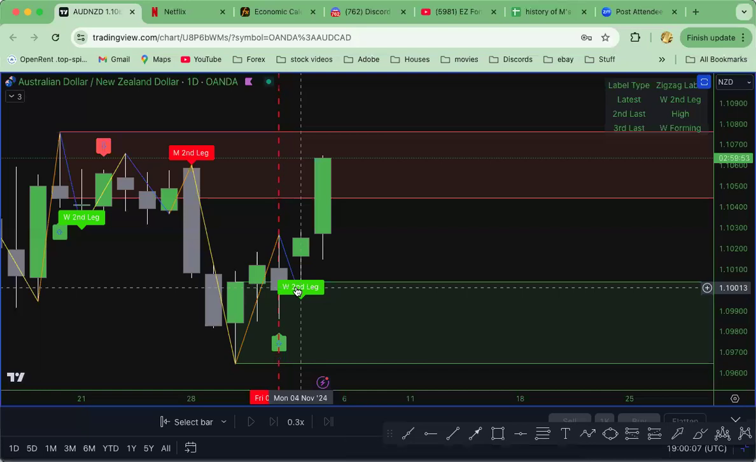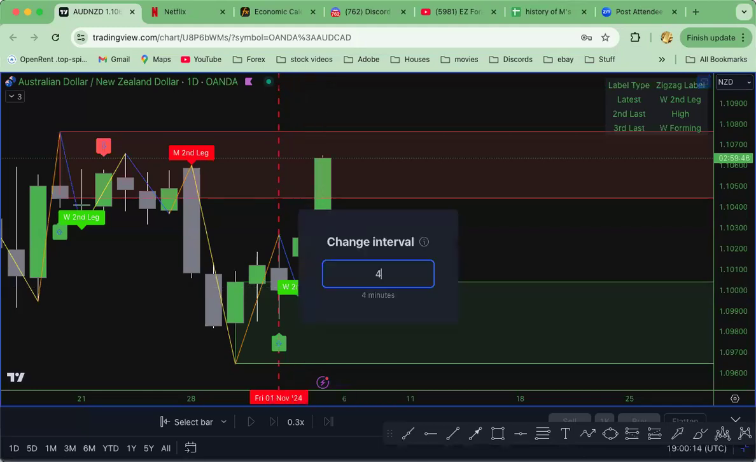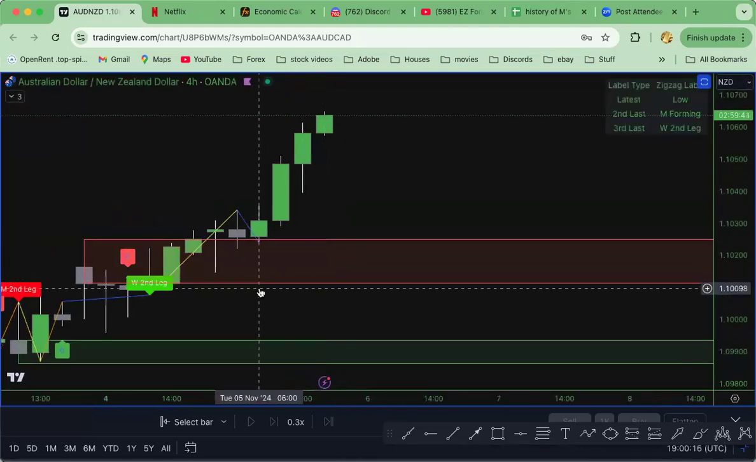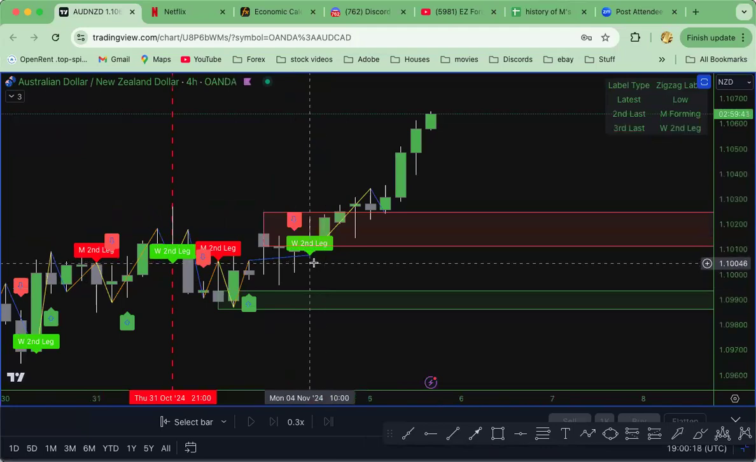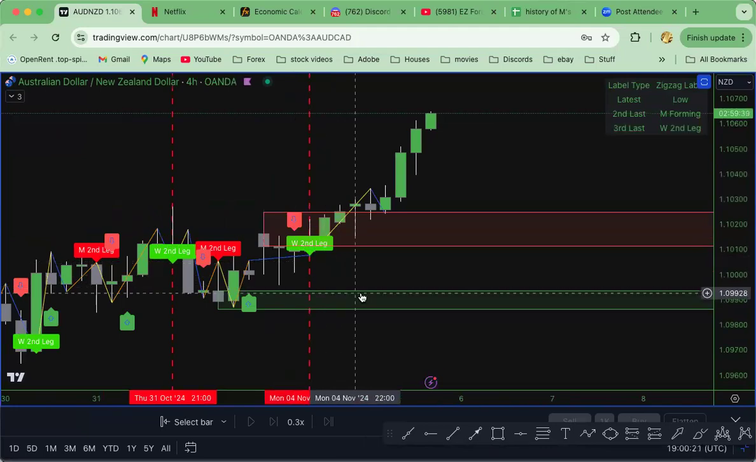So what can we see here? What else do we expect to happen with price action? We expect it to buy. If we go down to a lower time frame, the 4 hour, we'll probably see another. So here we had the second leg of the W pattern here.